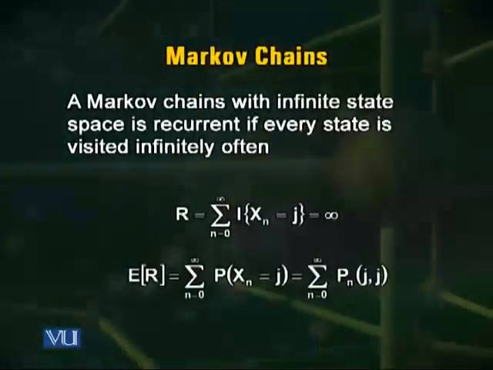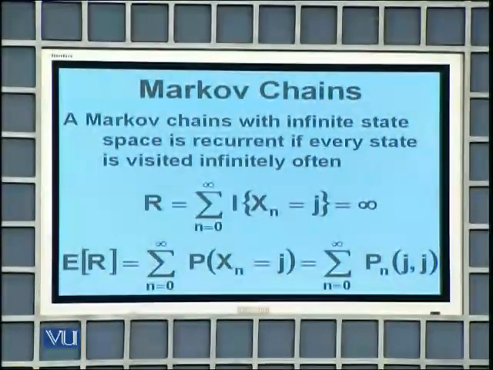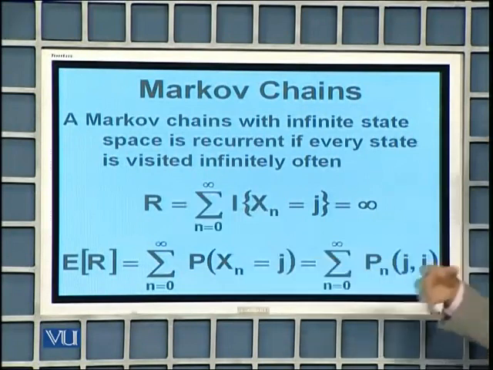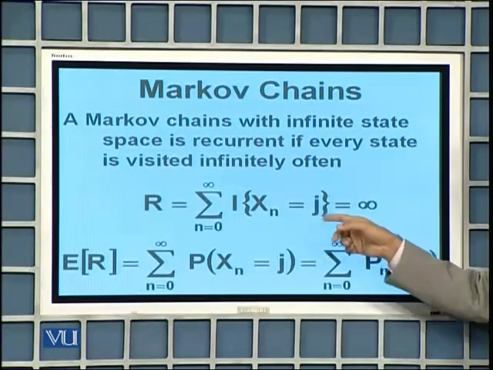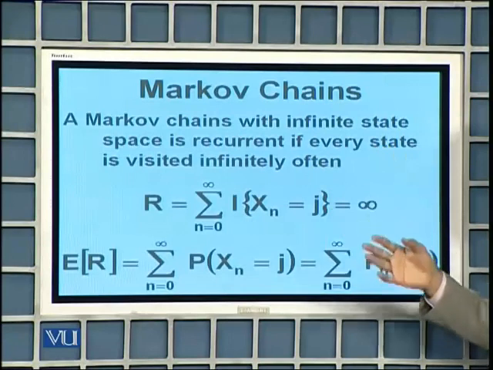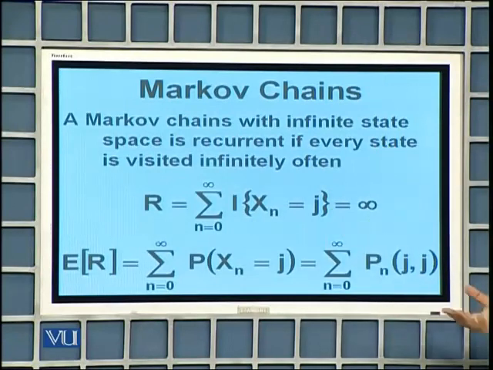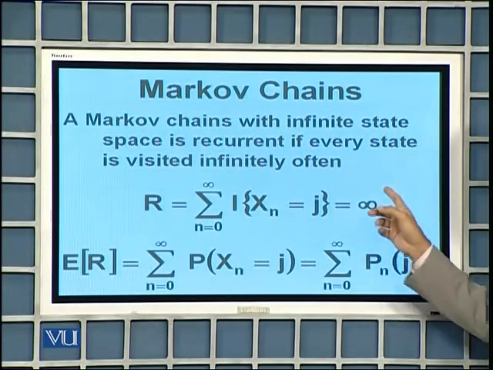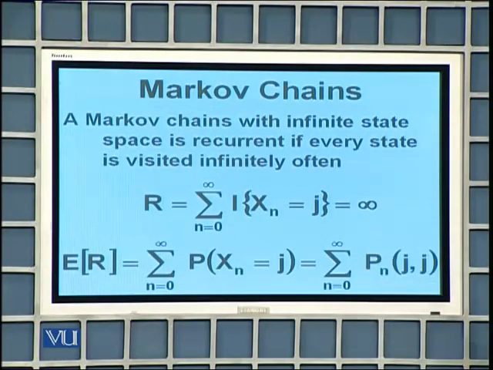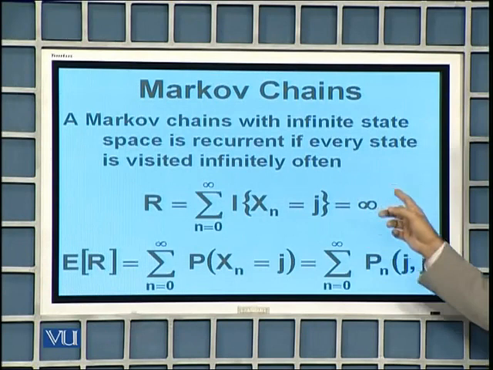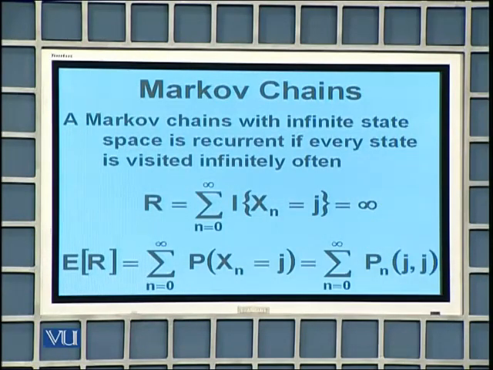So if a Markov chain has infinite state space and all the states are recurrent, then this Markov chain is called a recurrent Markov chain. And in that case, if we define R to be the number of visits to a certain state j, then this state is going to be visited infinitely often, and this number is going to be infinity. But if the Markov chain is not recurrent, its states are transient, then this number is going to be less than infinity, a finite number.